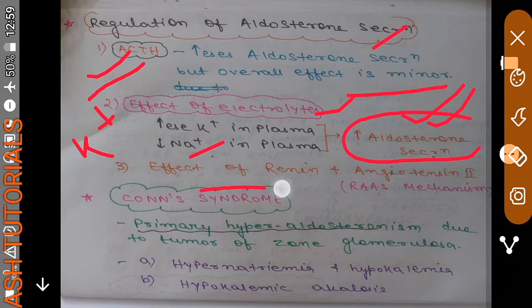The third one is the effect of renin and angiotensin 2, as we have discussed in the RAS mechanism. This is the third regulatory step for aldosterone secretion, and the last two are the most important: the effect of electrolytes, that is potassium and sodium, and the effect of renin and angiotensin 2.